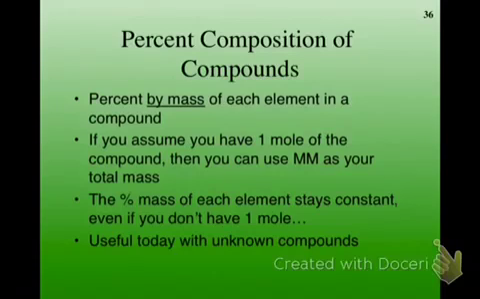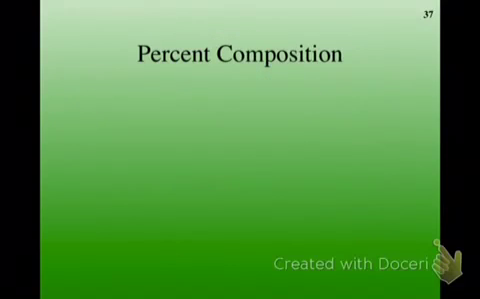If I don't know what a substance is, I can run a couple tests on it and figure out the percent of every element in there, do a couple other steps to figure out what the mass is of each element, and then figure out what my compound is there. So let's do an example here calculating percent composition.